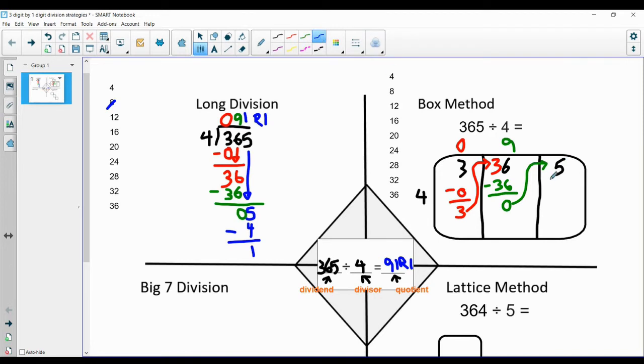My next step is to look at my ones place value. And I'm thinking, how many times can 4 go into 5? Well, 8 is too big, so 4 can only go into 5 once. I put 1 above my 5. 4 times 1 is equal to 4. 5 subtract 4 is equal to 1. And this is how many remainders I have. So 365 divided by 4 is equal to 91 with 1 remainder.